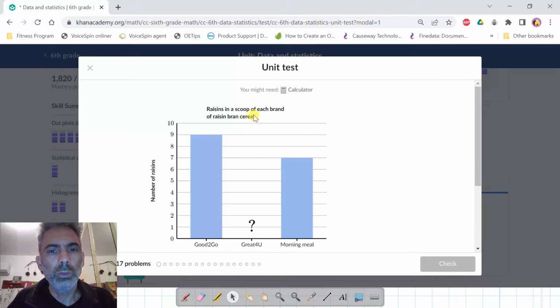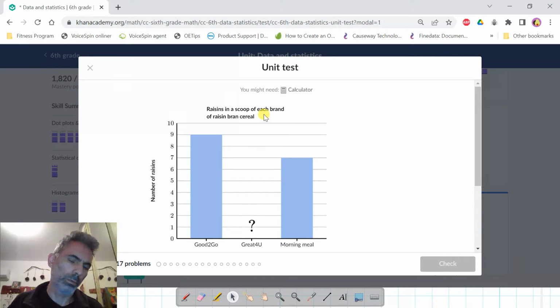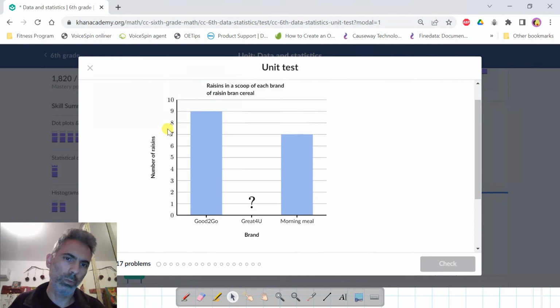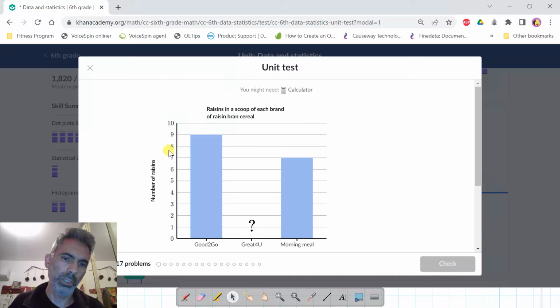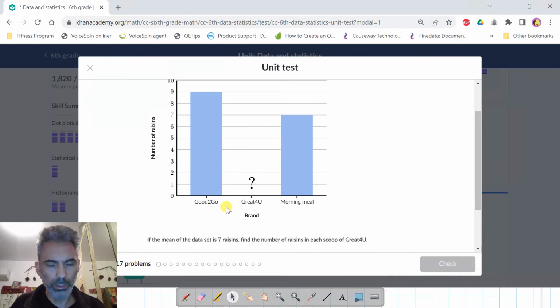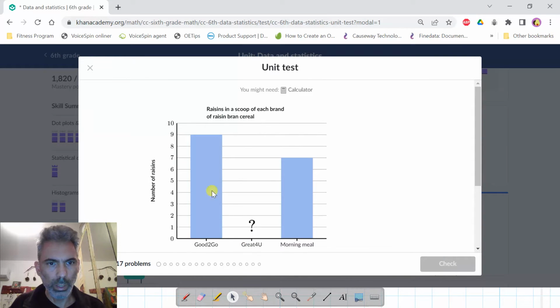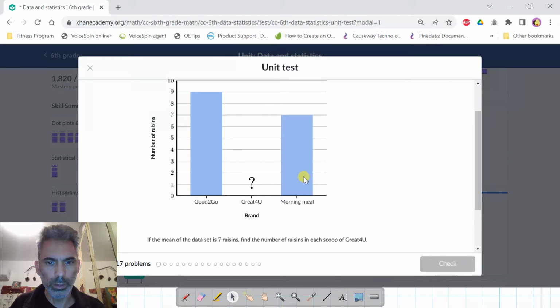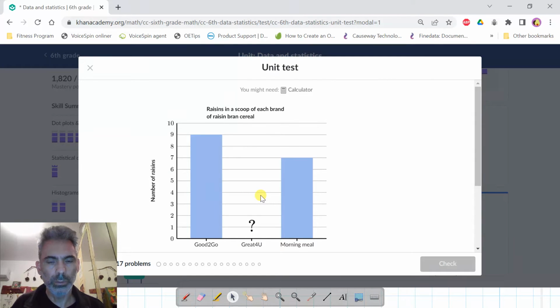Raisins in a scoop of each brand of raisin bran cereal. On the y-axis we see the number of raisins, and on the x-axis you see the brand, and we have the number for Good to Go and the number of raisins for Morning Meal. If the mean of the data is 7 raisins, find the number of raisins in each scoop of Great for You. Okay, so this is unknown.